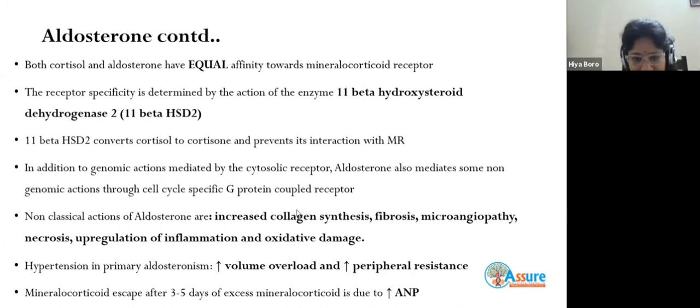There are non-classical functions like increased collagen synthesis, fibrosis, microangiopathy, and upregulation of inflammation and oxidative damage. So these are the non-classical functions of aldosterone. Now, hypertension in primary aldosteronism is because of increased volume overload and increase in peripheral resistance. And mineralocorticoid escape generally occurs 3 to 5 days after excess mineralocorticoid, due to an increase in atrial natriuretic peptide.